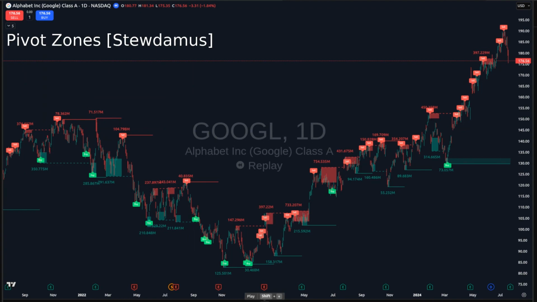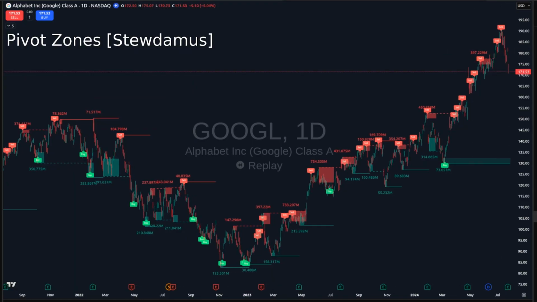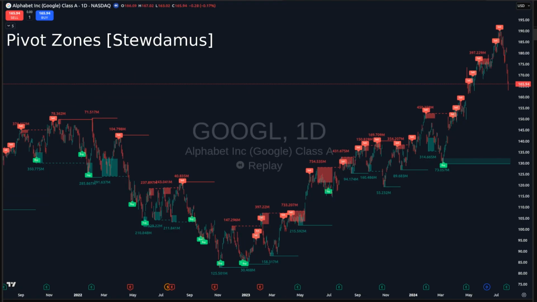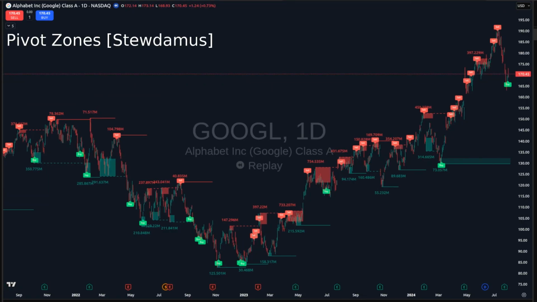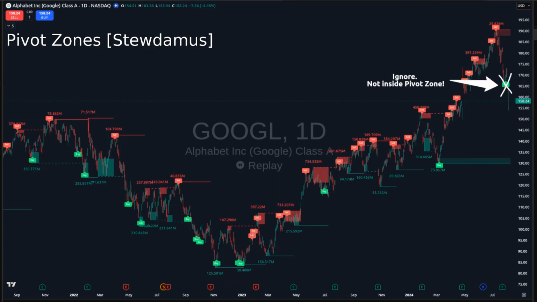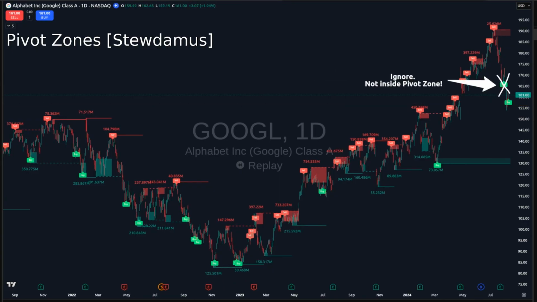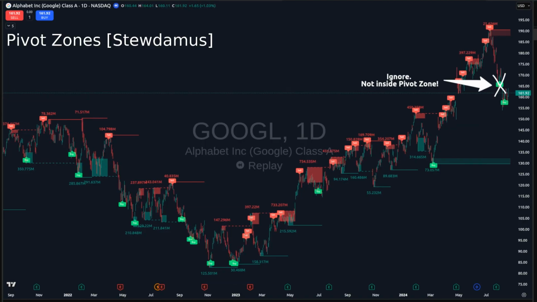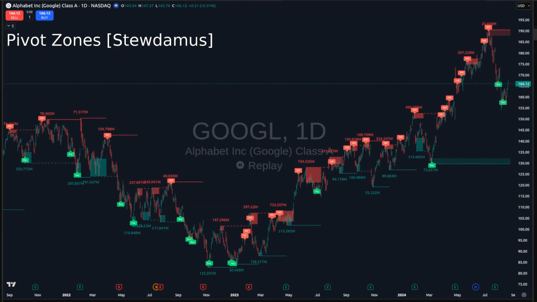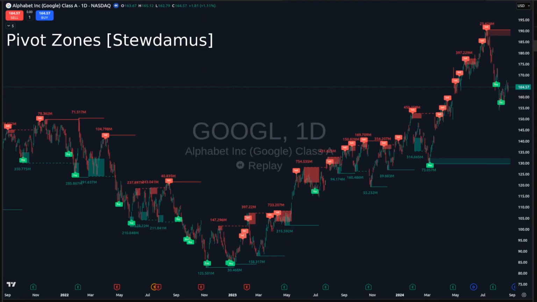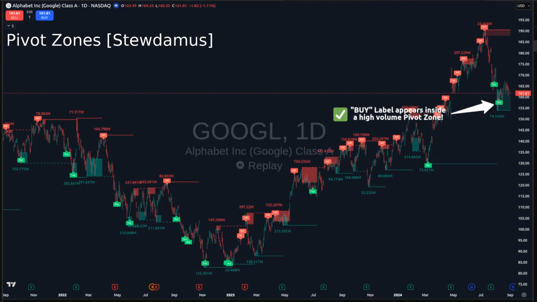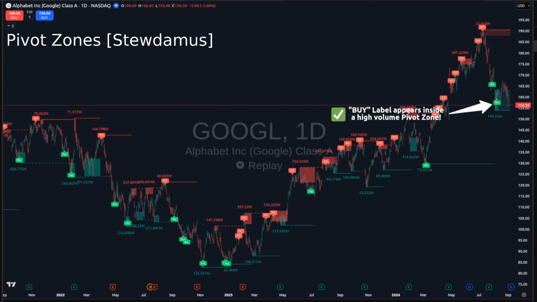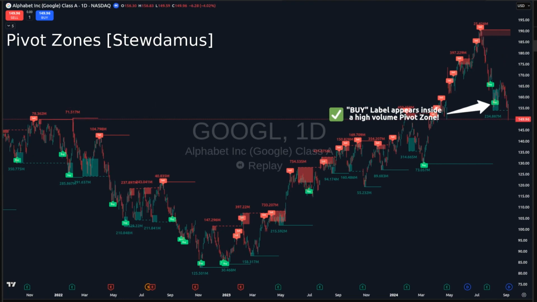Let's get started with the replay here. I'm using Google. I'm on the daily, and you will see the ticker begin in the upper right-hand corner of the screen. And in just a bit, we'll see our first buy signal. However, in this case, we're going to ignore that particular buy signal because it does not occur within a pivot zone. So what we're looking for is one of these buy signals to occur within what I call a pivot zone. That will be indicated by the green block. And there we see our first valid buy signal.